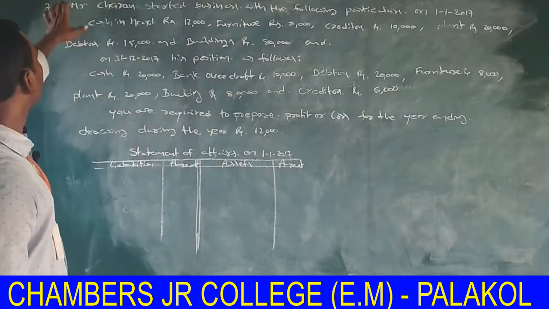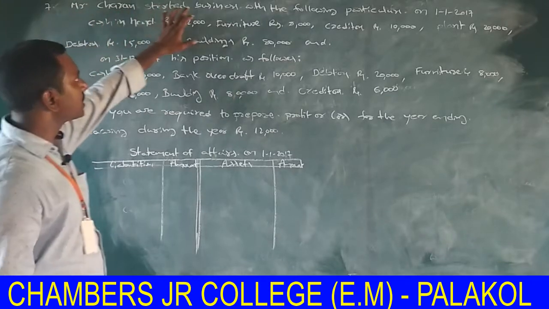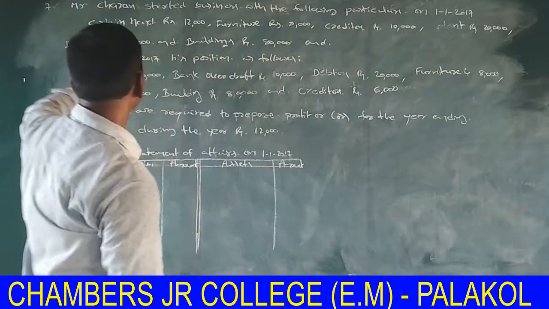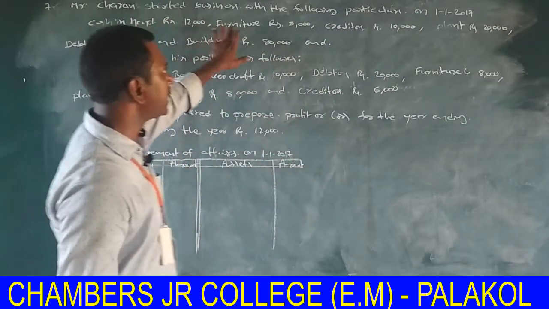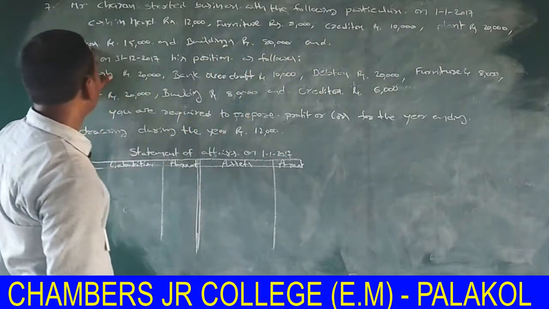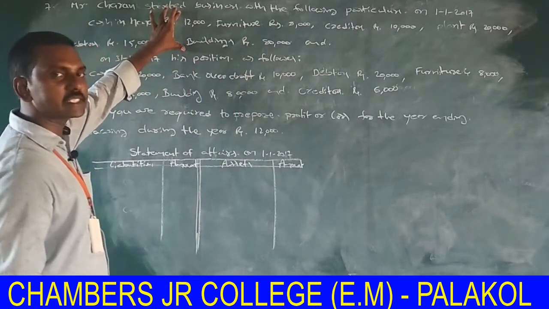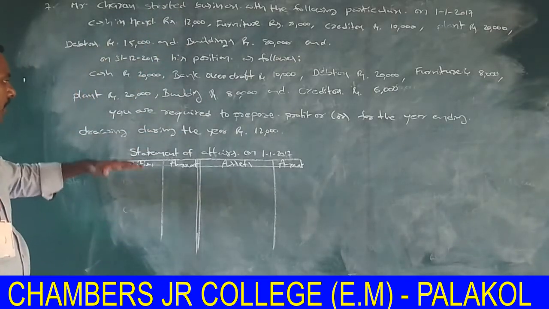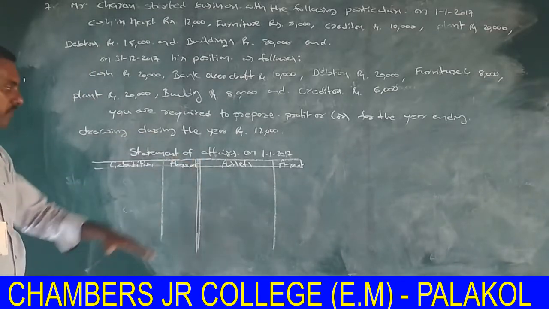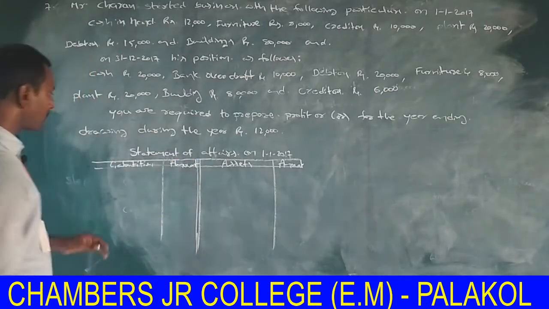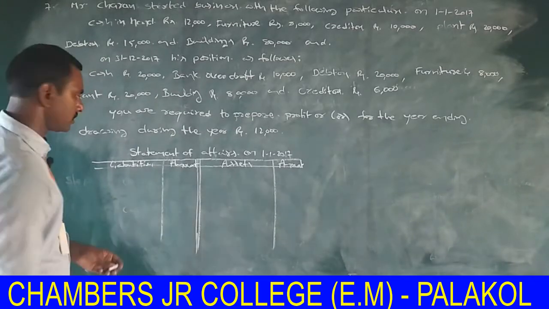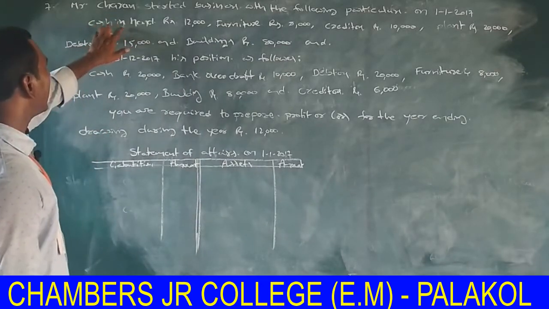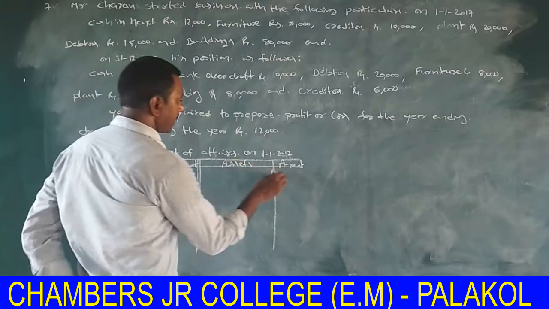Okay. Now, see this. Mr. Charan started business with the following particulars on 1/1/2017. Cash in hand, furniture, creditors, plant, debtors, and buildings. These are the assets and liabilities at the beginning of the year. So you prepare the statement of affairs on 1/1/2017. With the help of this statement, you calculate opening capital. Okay. Now the asset side. Cash in hand is an asset, so taken into asset side.